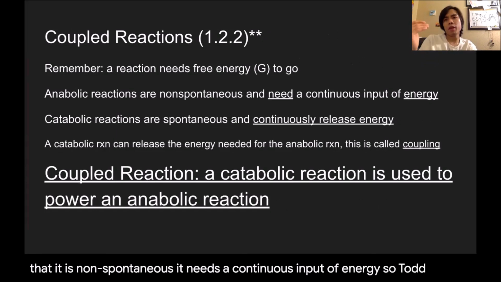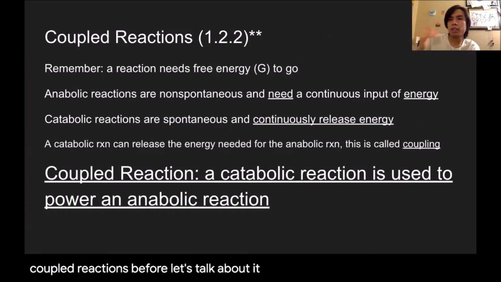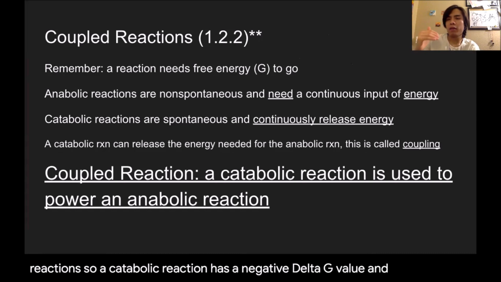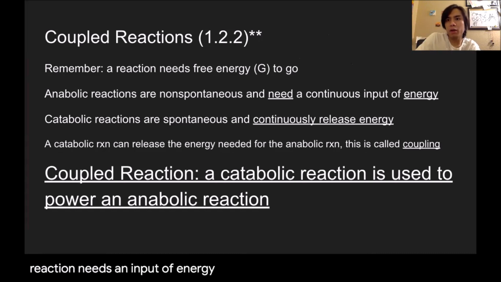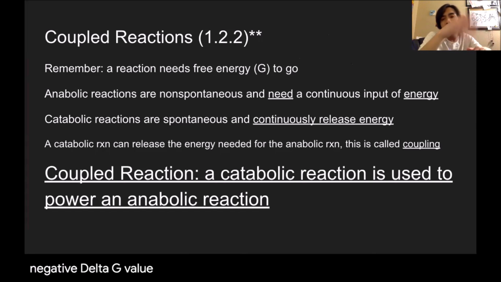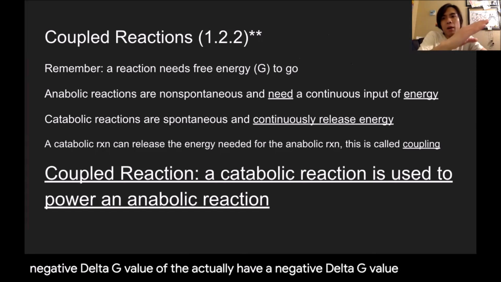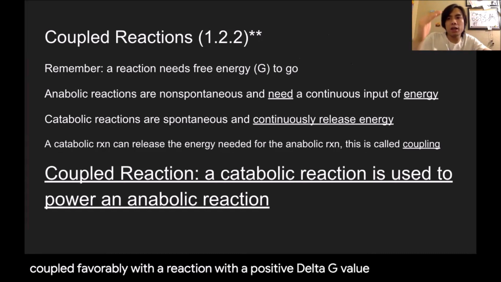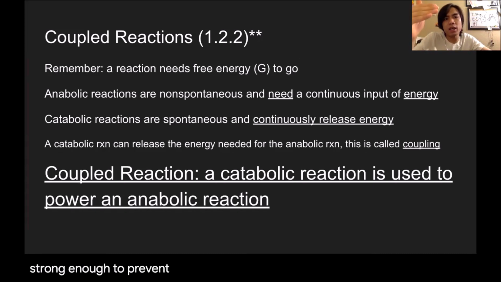So we talked about coupled reactions before. Let's talk about it in context of catabolic and anabolic reactions. So a catabolic reaction has a negative delta G value. An anabolic reaction needs an input of energy to go. That means there's a positive delta G value. A reaction with a negative delta G value can be coupled favorably with a reaction with a positive delta G value as long as it is strong enough to provide said energy.